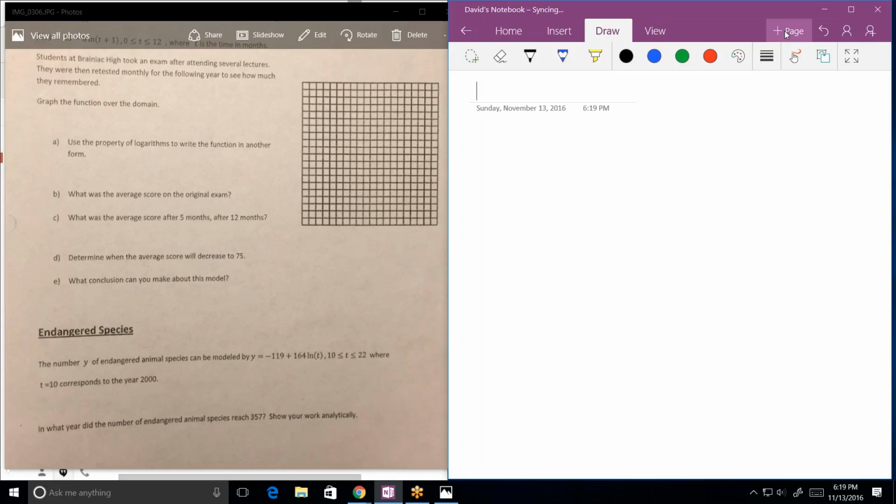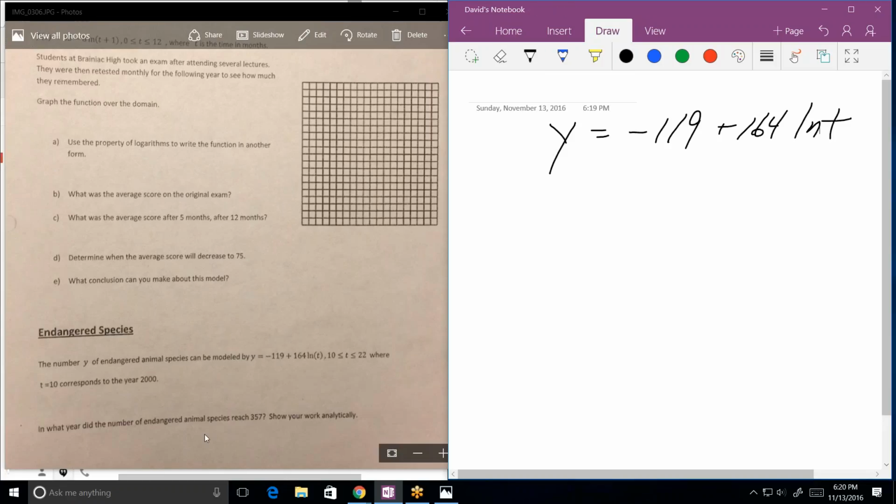All right, so let's look at the next one. The number y of endangered animal species can be modeled by y equals minus 119 plus 164 natural log of t, where t is between 10 and 22 inclusive. T equal 10 corresponds to the year 2000. In what year did the number of endangered animal species reach 357? So what should I write?